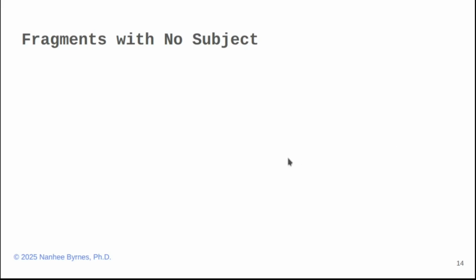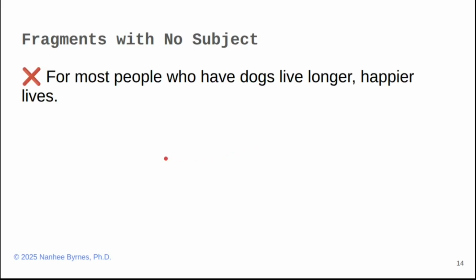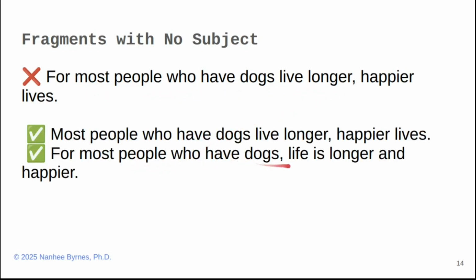Fragments with no subject. Take this example. For most people who have dogs live longer, happier lives. Something feels off here. The problem is that the first half is missing a subject. To fix it, we could write, for most people who have dogs, life is longer and happier. Or, most people who have dogs live longer, happier lives. Both versions supply the missing subject and give us a complete thought.